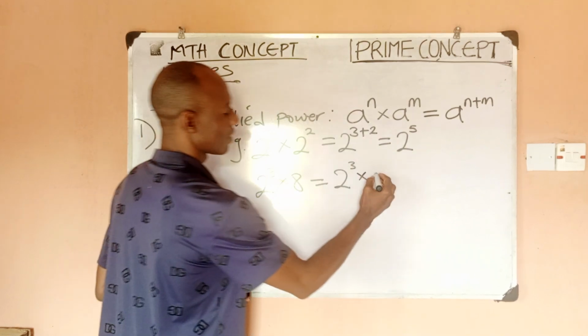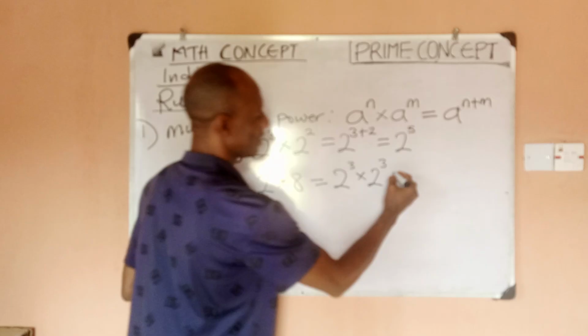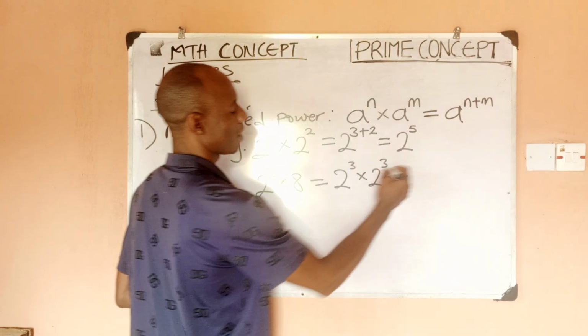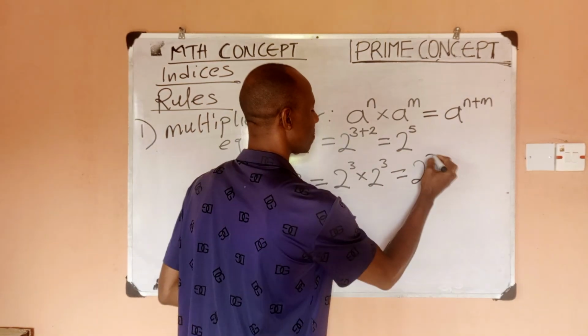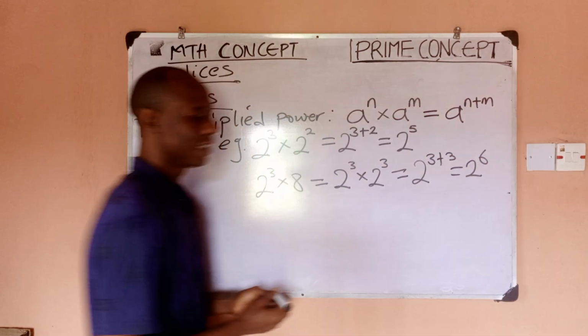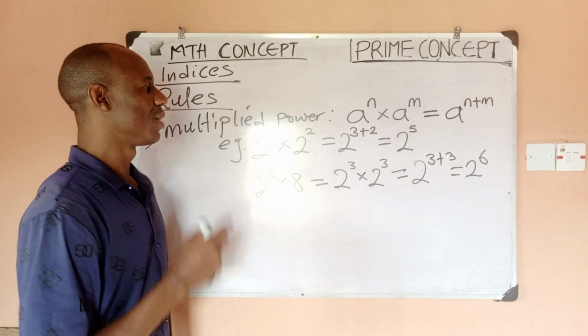8 can be written as 2 raised to power 3 also. So that this becomes, because their bases are now the same, I can then add their powers. So this becomes 2 raised to power 3 plus 3, which is 2 raised to power 6. So you see how you can simplify. So indices is really very important.